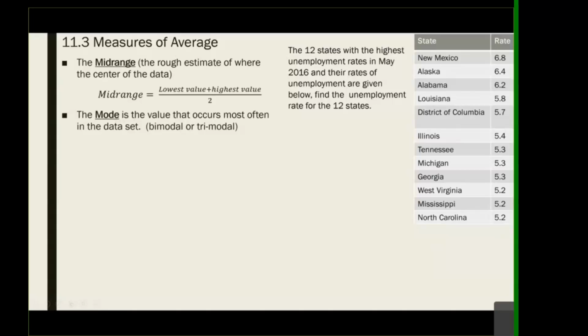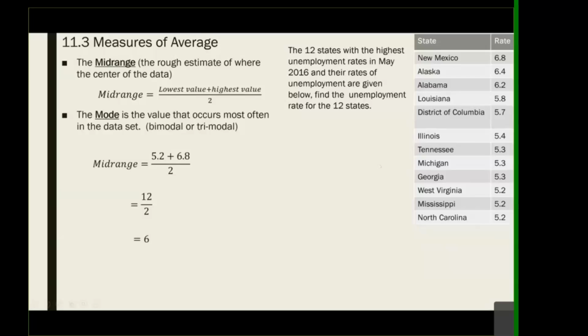So for the mid-range, looking at this, based on my information, the lowest data I have is 5.2 and the highest data is 6.8. Once we have these, all I need to do is take the two items, add them up and divide by 2. So my mid-range is 5.2 plus 6.8, which is 12. 12 divided by 2 gives me 6. That's all we have. Again, the middle of the range is 6, right?